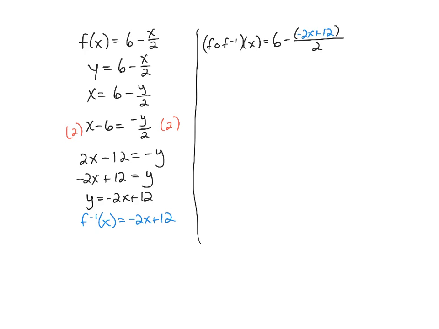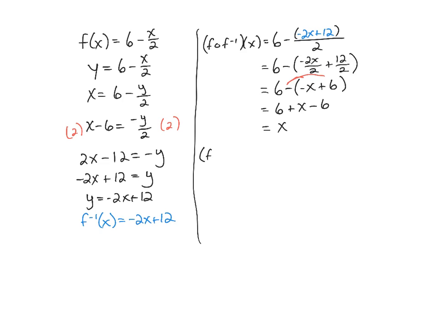So I'm going to split this fraction. So we have 6 minus, and I'm going to separate this fraction into two different fractions. So I have negative 2x over 2 plus 12 over 2. And I'm going to simplify that, and I get 6 minus negative 2x over 2 just reduces to negative x, plus 12 divided by 2 gives me 6. And then I'm going to distribute this negative into the parentheses. So I get 6 plus x minus 6, which gives me x. So my first verification worked. We got x. So we're off to a good start.